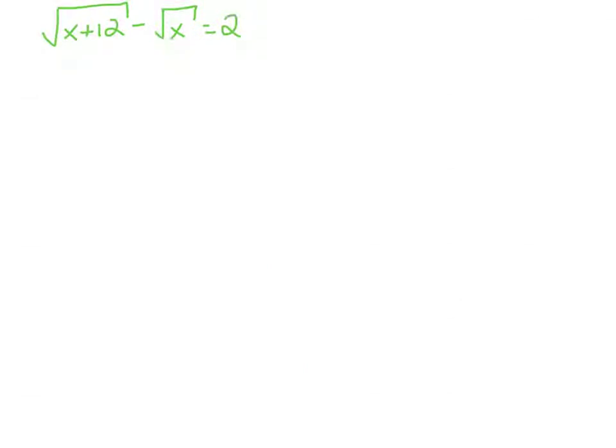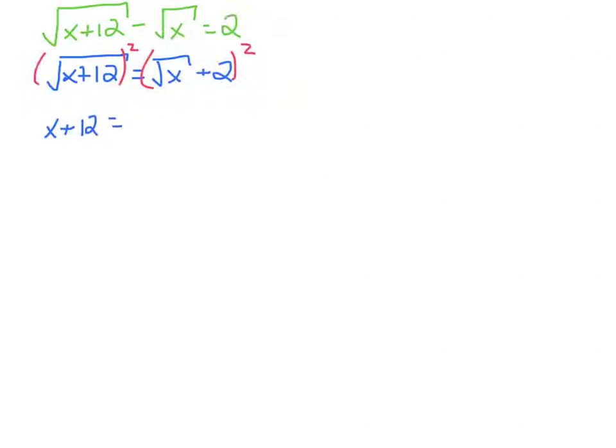Okay, so let's isolate one of our radicals on the left-hand side and move everything else to the right-hand side of the equation. So we're going to have the square root of x plus 12, and that's going to equal the square root of x plus 2. And now we're going to square both sides just like normal, which means that we're going to get x plus 12 equaling, and again we're squaring sides of the equation, so you're going to have to FOIL, and I know this is kind of a pain, but this is the way to get it done.